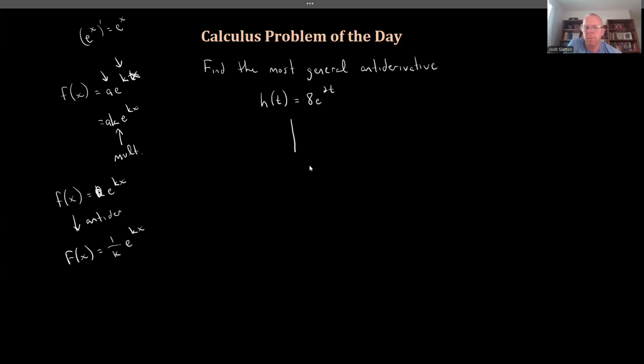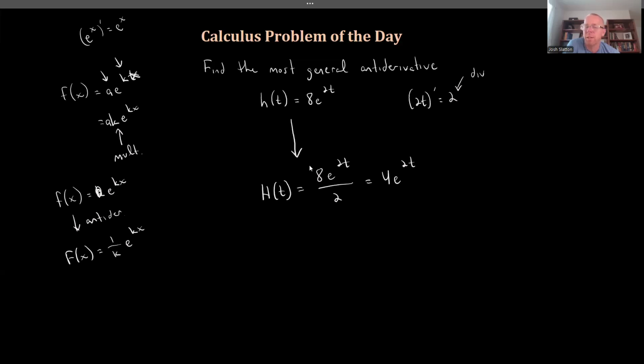So same thing here. We'll call this antiderivative capital H of t. We're going to divide. So the derivative of 2t is just 2. So we're going to divide by that. So 8e to the 2t over 2. And that, of course, gives us 4e to the 2t.